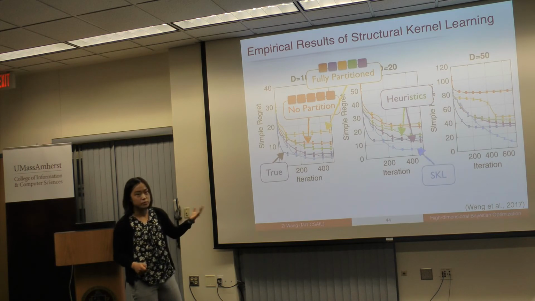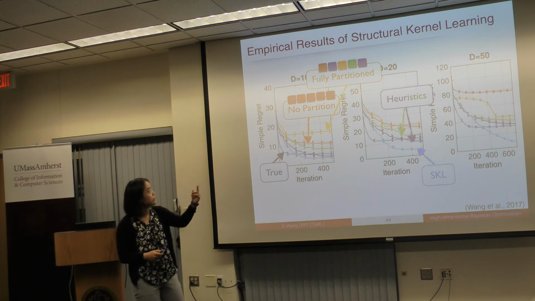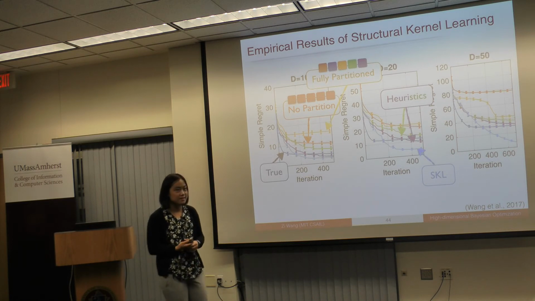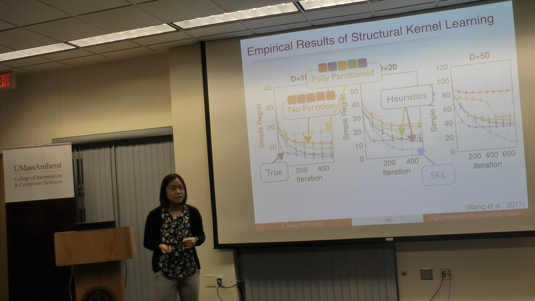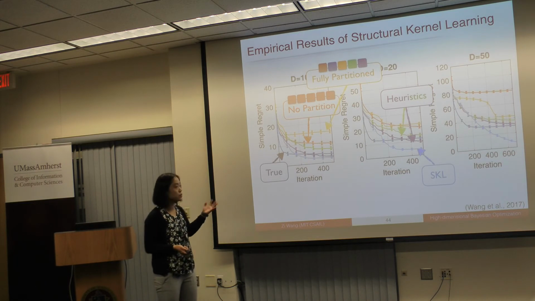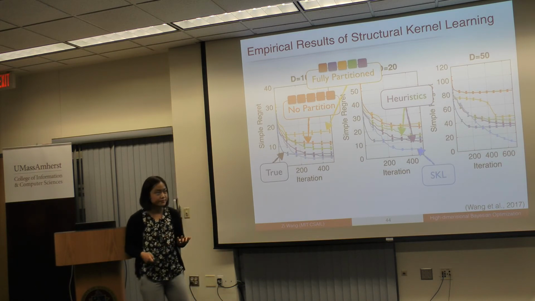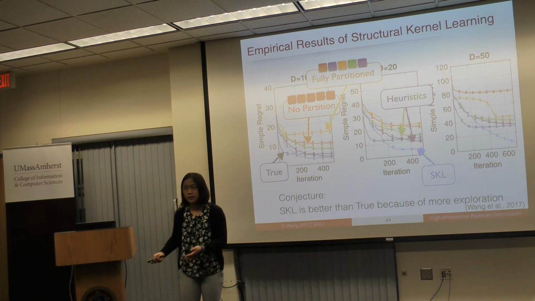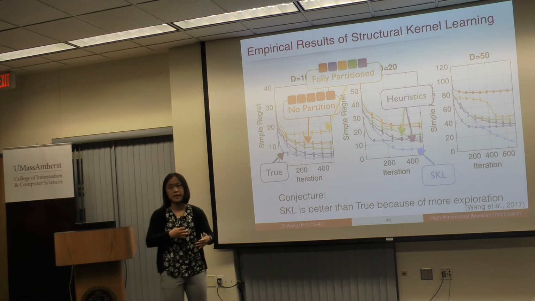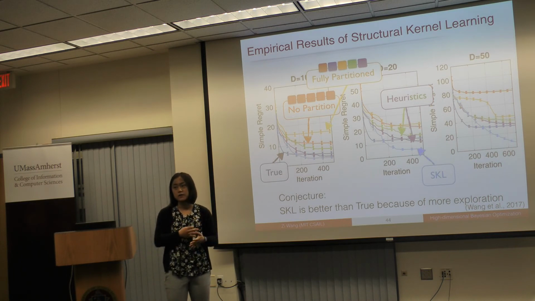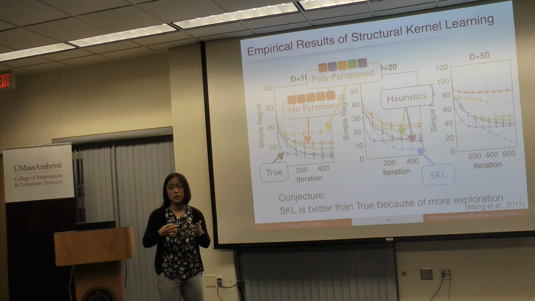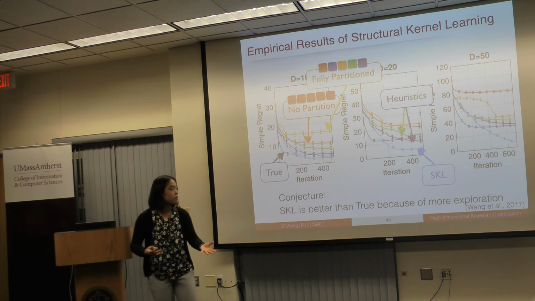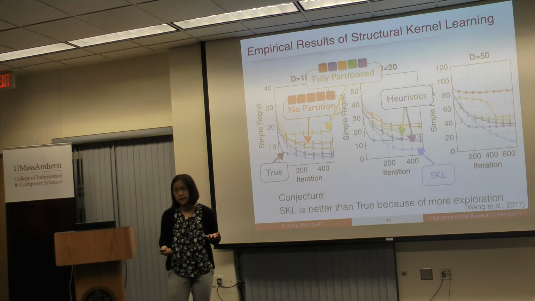And finally, our approach, which we call structural kernel learning, SKL. The interesting thing here is that our approach is, in fact, performing even better than the case where we use the true decomposition. Our conjecture is that it is able to do that because when it's doing Gibbs sampling in the beginning, it doesn't really have the optimal decomposition that we can get. So it's able to do some more exploration in that case.